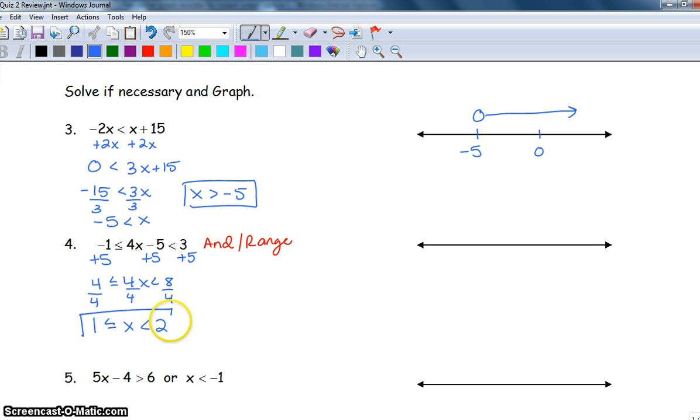Hopefully you remember that with ranges, you're always going to have less than symbols. And this is the one exception where you don't have to have your 3 levels for a compound inequality.